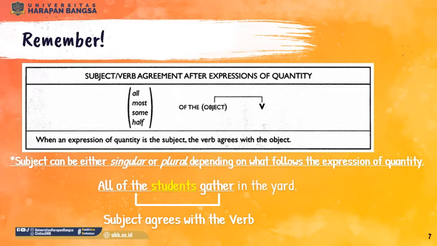For example, all of the students gather in the yard. Ada expression of quantity all of. Jadi subjeknya adalah the students. Students memakai huruf S di belakang. Maka the students merupakan kata benda jamak. So that's why the verb that we have here is gather. Tidak ada tambahan S. So here subject agrees with the verb.